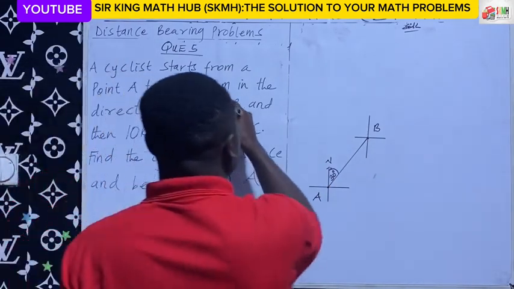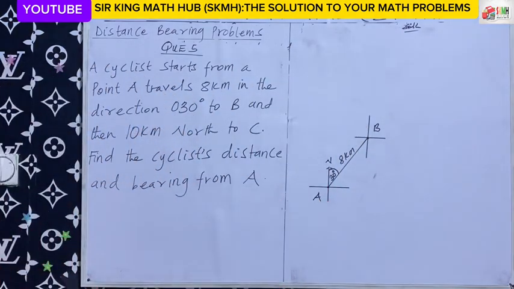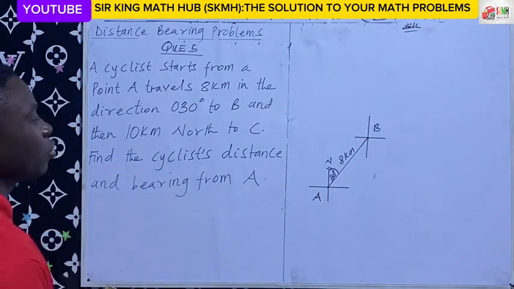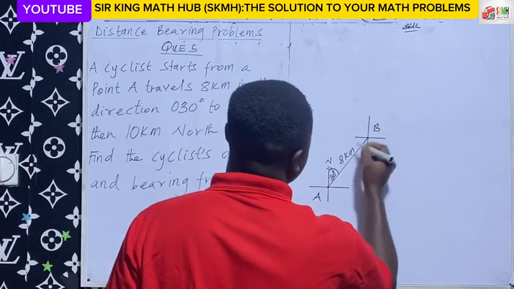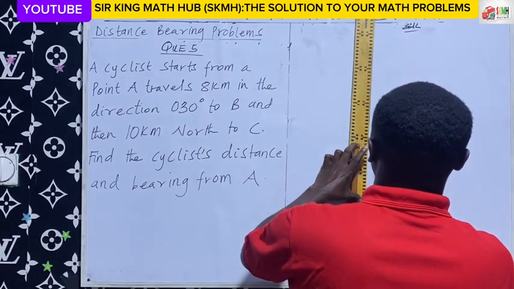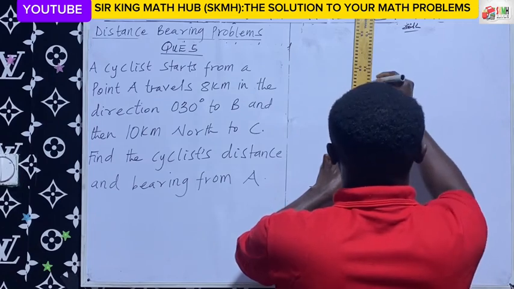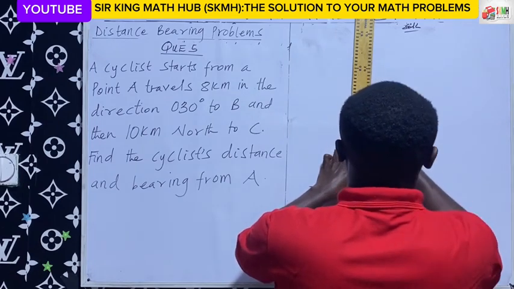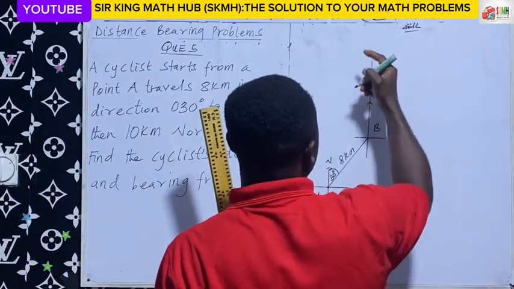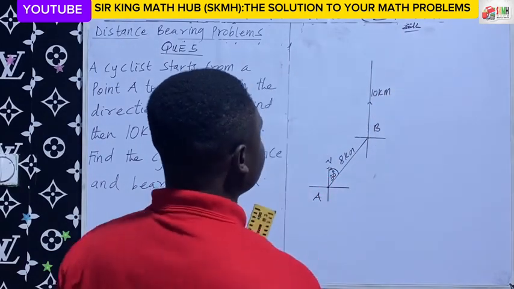And what was the distance? So from point A, he traveled 8 kilometers to point B. And then from there, he traveled 10 kilometers north to C. So this is his current location. So from B, he traveled 10 kilometers north. So there's the direction of the north, and the distance here is 10 kilometers to point C.